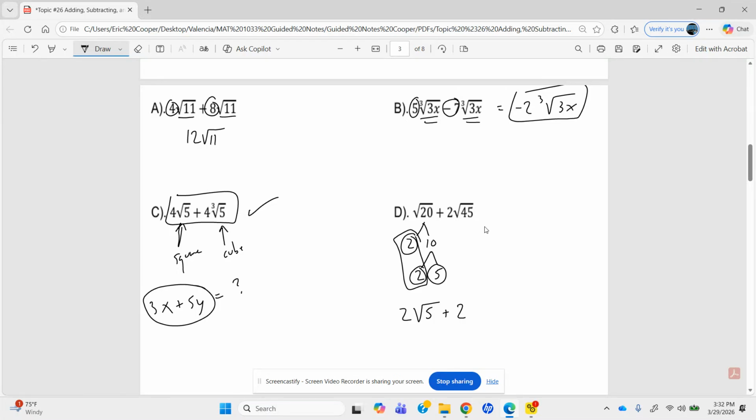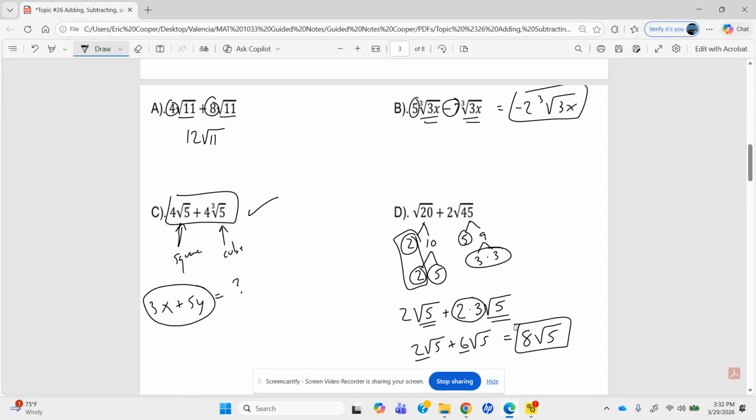Plus 2 times me breaking down 45. So 45 is 5 times 9, with 5 being prime. And 9 is 3 times 3, which means I have a pair of 3's. So the 3 would come on the outside and the 5 on the inside. But now if you notice, these are like radicals, so I can combine them. I would first multiply this out, 2 square root of 5 plus 6 square root of 5. And then again, I'm going to combine the outside numbers and leave the radical alone. 2 plus 6 is 8. So the answer here is 8 square root of 5.